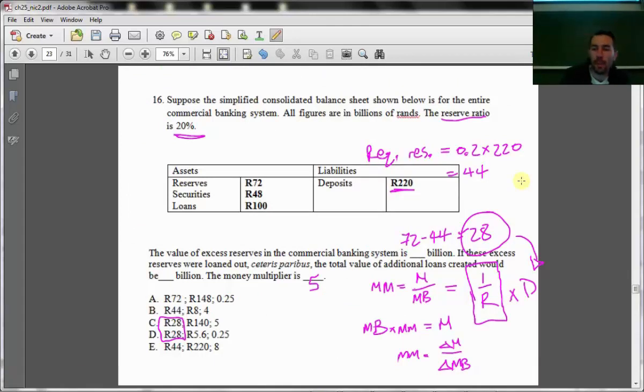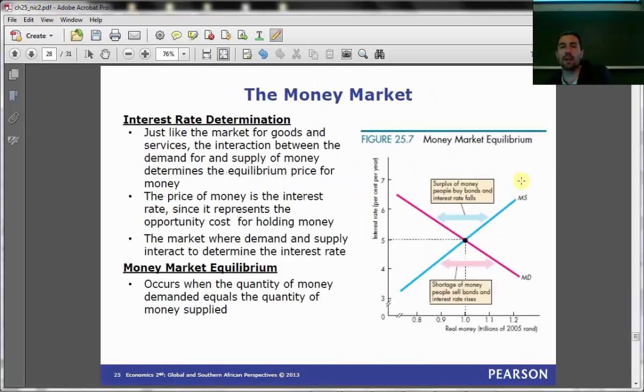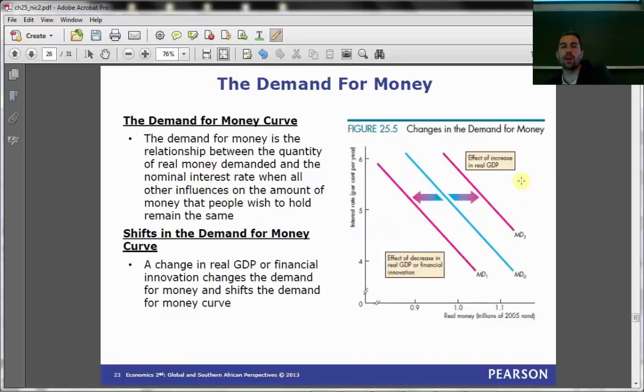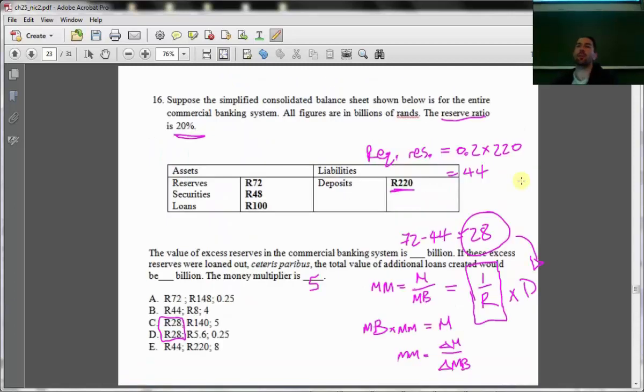So we've finished up that example, and then that brings us now to a discussion about the money markets. Okay. We've got the demand for money, we've got the supply of money, and we've got bringing them together. So we've still got a couple of slides to get through.